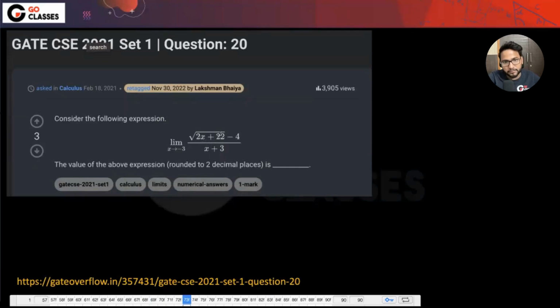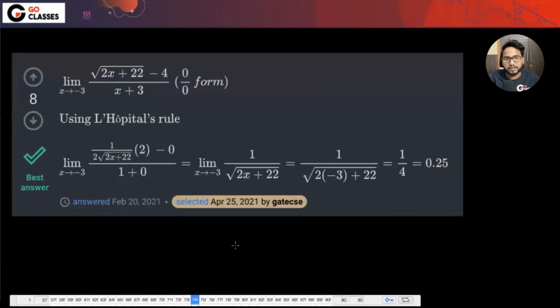This is minus 6 plus 22. 22 minus 6 is 16. Yeah, you can apply the L'Hopital again, because it is 0/0 form. That's why you can apply.